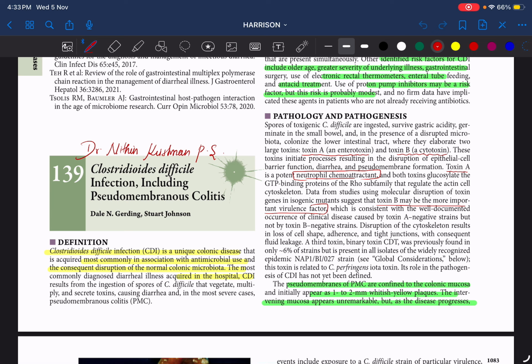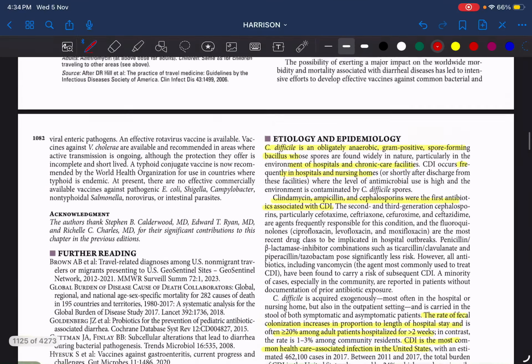First of all, remember, unlike the other infections, Clostridium difficile infection is a unique one because it is most commonly associated with antimicrobial use. It is mainly because of the disruption of the normal colonic microbiota, and that is why it is the most commonly diagnosed diarrheal illness which occurs in the hospital.